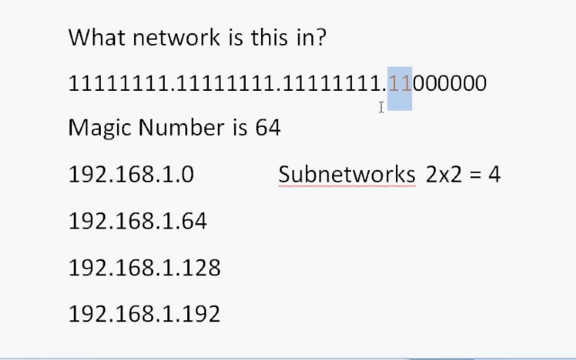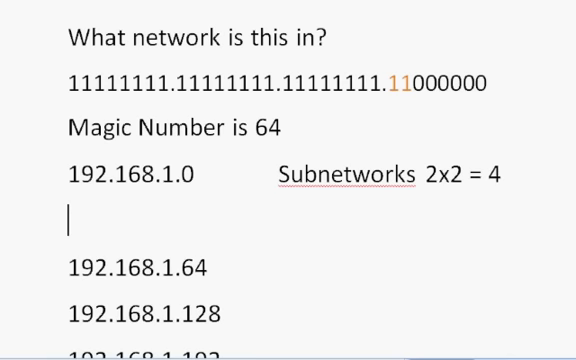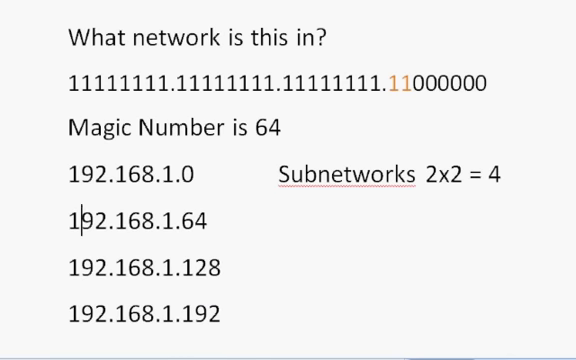Hosts is 5 hosts, so that would be 5 binary bits, which is 2 times 2 times 2 times 2 times 2, right? And that equals 64. Well, what was our magic number to begin with? Our magic number to begin with is 64. So the magic number tells us where our networks are, but that also tells us where our hosts are. So the magic number tells us also how many hosts we have, right?